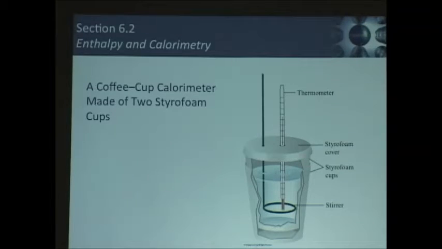So the setup has an insulated cup. That's why we use styrofoam. And you have a stirrer together with a thermometer. So the most important aspect about this is to measure the differences in temperature when you mix the two solutions together.